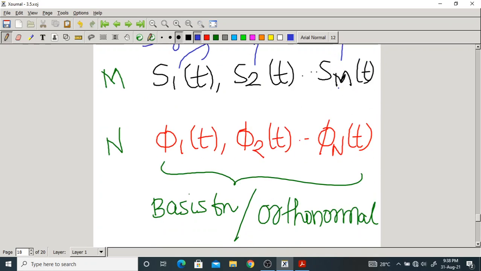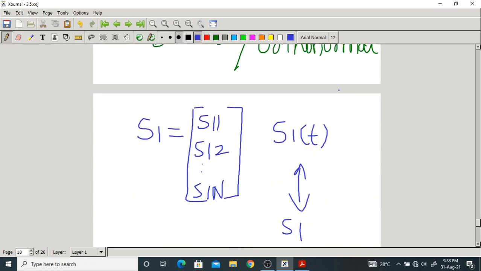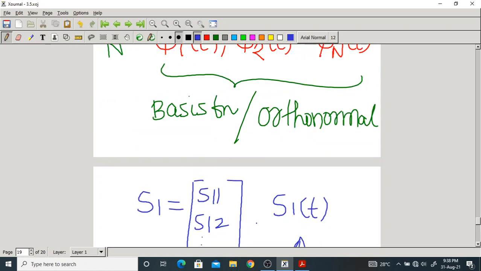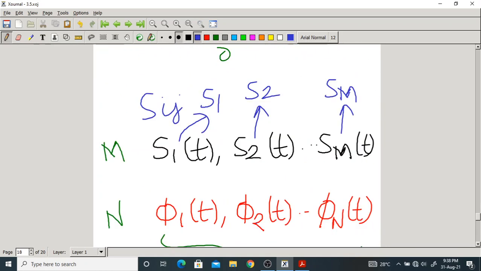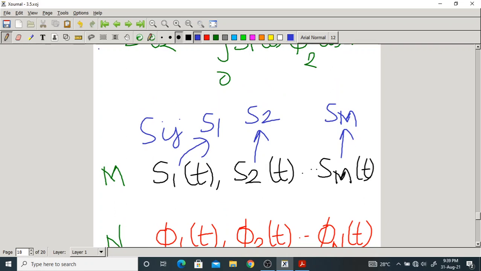We have vectors. What are the dimensions of the vectors? This matrix is n cross 1. We have m vectors whose dimensions are n by 1. What is n? The number of basis functions. What is m? The number of signals. What is the relation between these two? M is always more than or equal to n. I will let you know why it is so a little bit later.